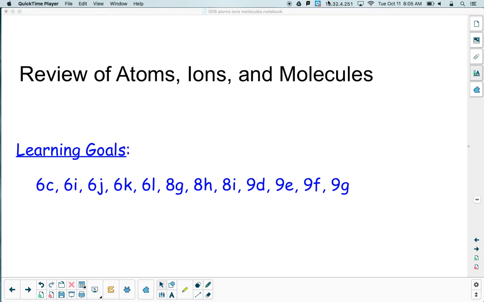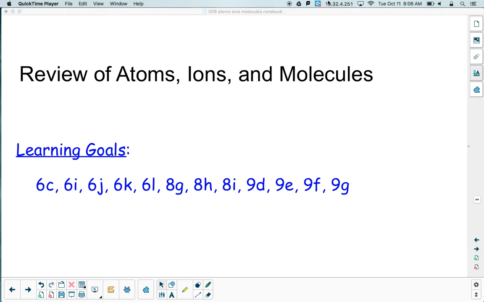This lesson will serve as a review of atoms, ions, and molecules. A lot of the things covered in this particular video lesson are things that we discussed in Unit 1 or things that you already know from earlier science classes, but it's a good way to lay some foundations for Unit 2. You can see the list of learning goals here below.